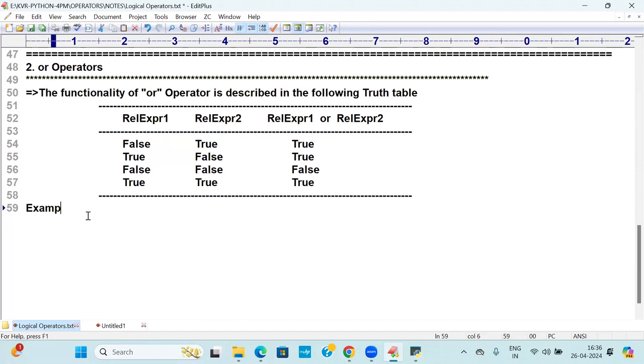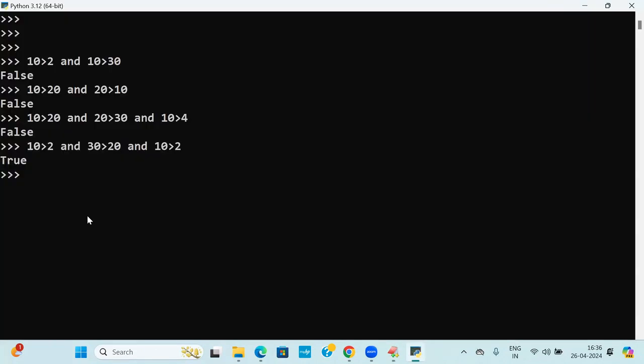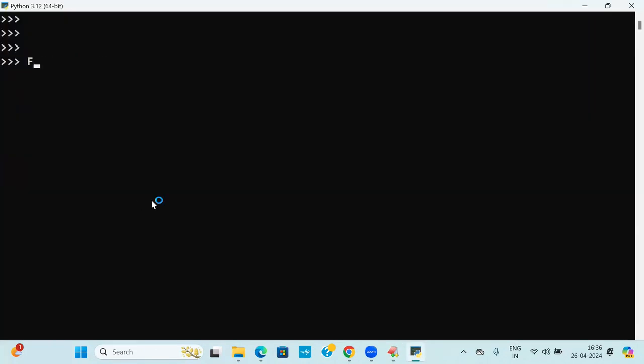Now example number one. As usual, example number one. I'm going to give you this table. Careful, students. False or true, true.